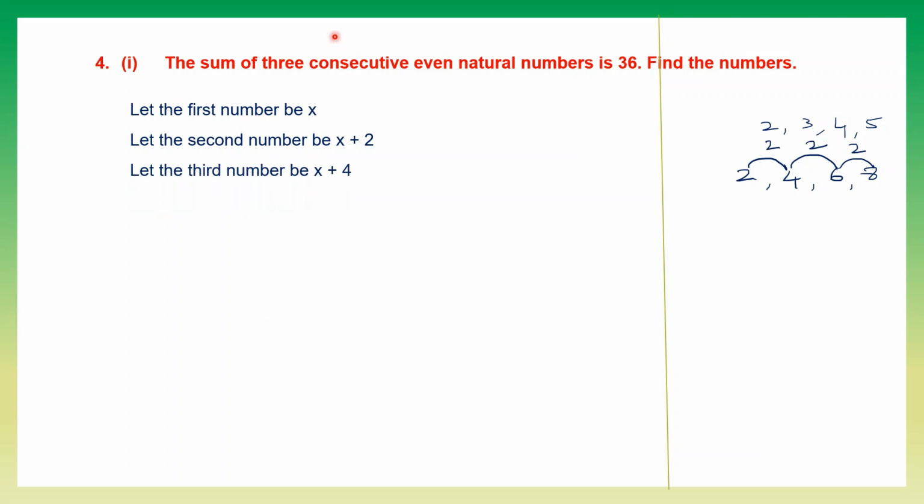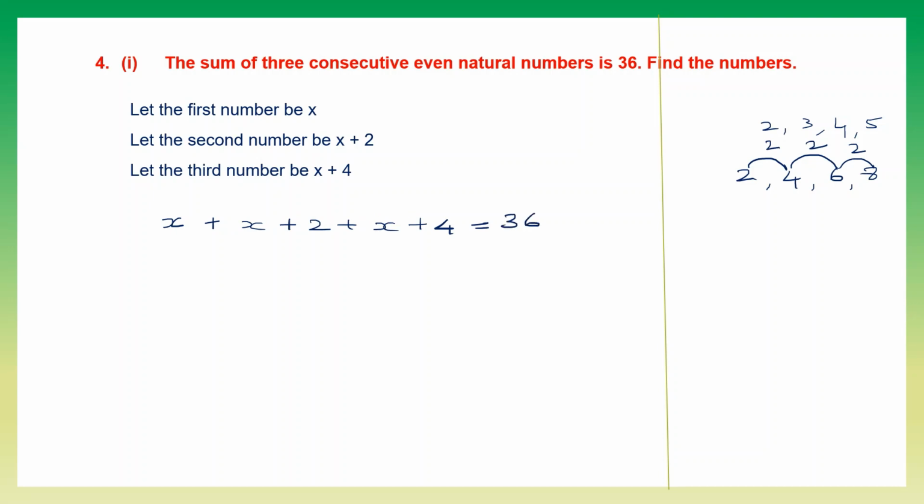And what does the question say? The sum of these 3 consecutive even natural numbers is 36. Now we're going to find the numbers. So sum means I'm going to add up the first number, the second number, and the third number. First number is x, the second number is x plus 2, and the third number is x plus 4. And all this will add up to 36.